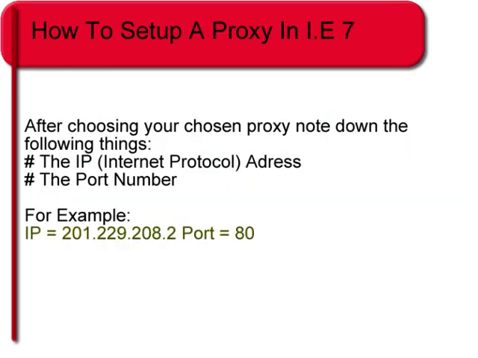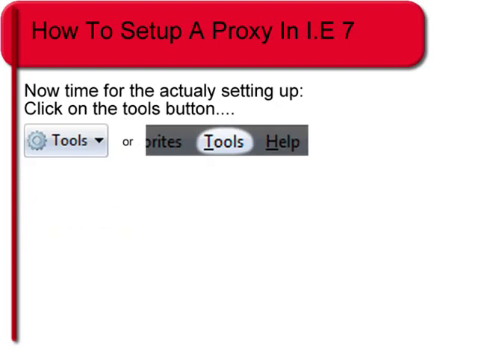After choosing your proxy, note down the following things: the Internet Protocol address and the port number. For example, the Internet Protocol address is 201.229.208.2 and the port number is 80. It is now time for the actual setting up.